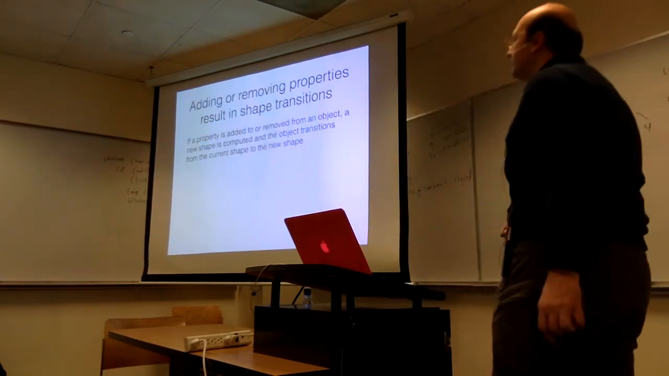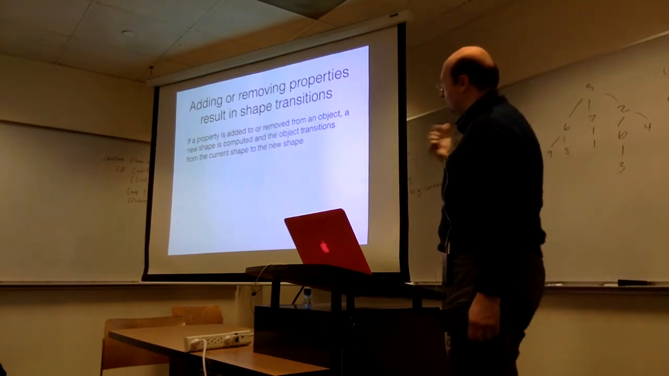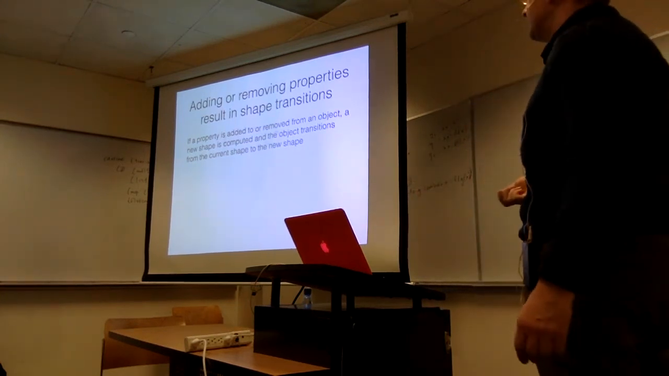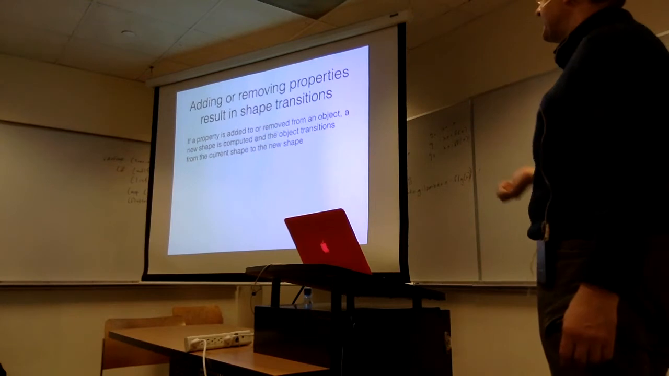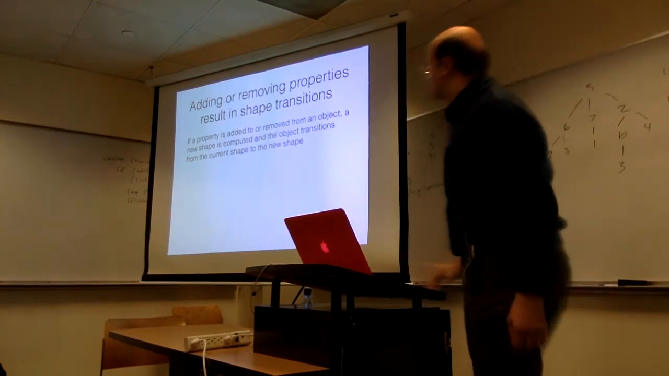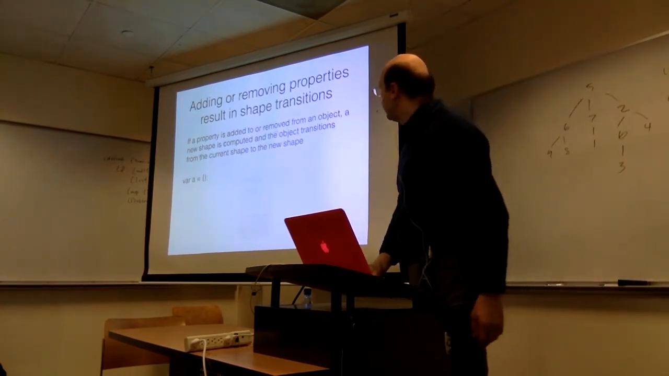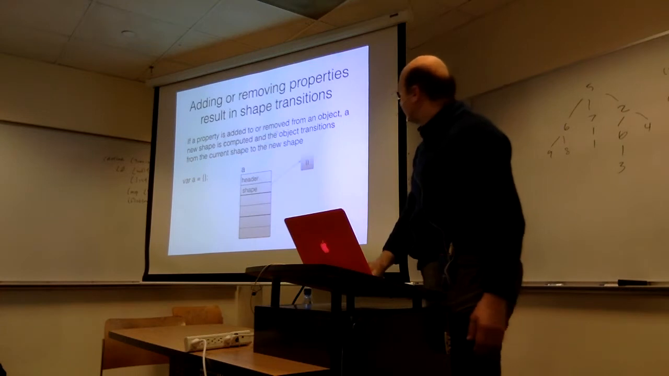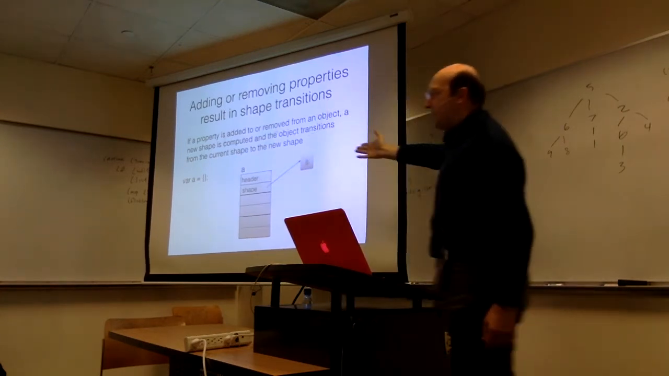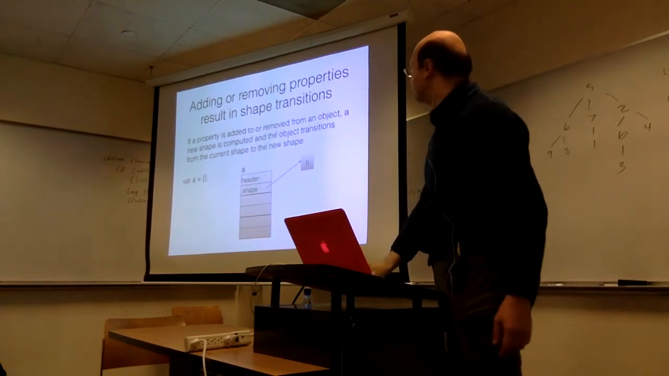So how do you deal with the shapes and the shape transitions? Well, as you add or remove properties from an object, a new shape gets generated or looked up if it already exists, and then the object transitions from one shape to another. So assume we're in JavaScript, we make an object that's empty. What that's going to look like in the underlying implementation is a header and a reference to an empty shape. And the storage area isn't going to contain anything.